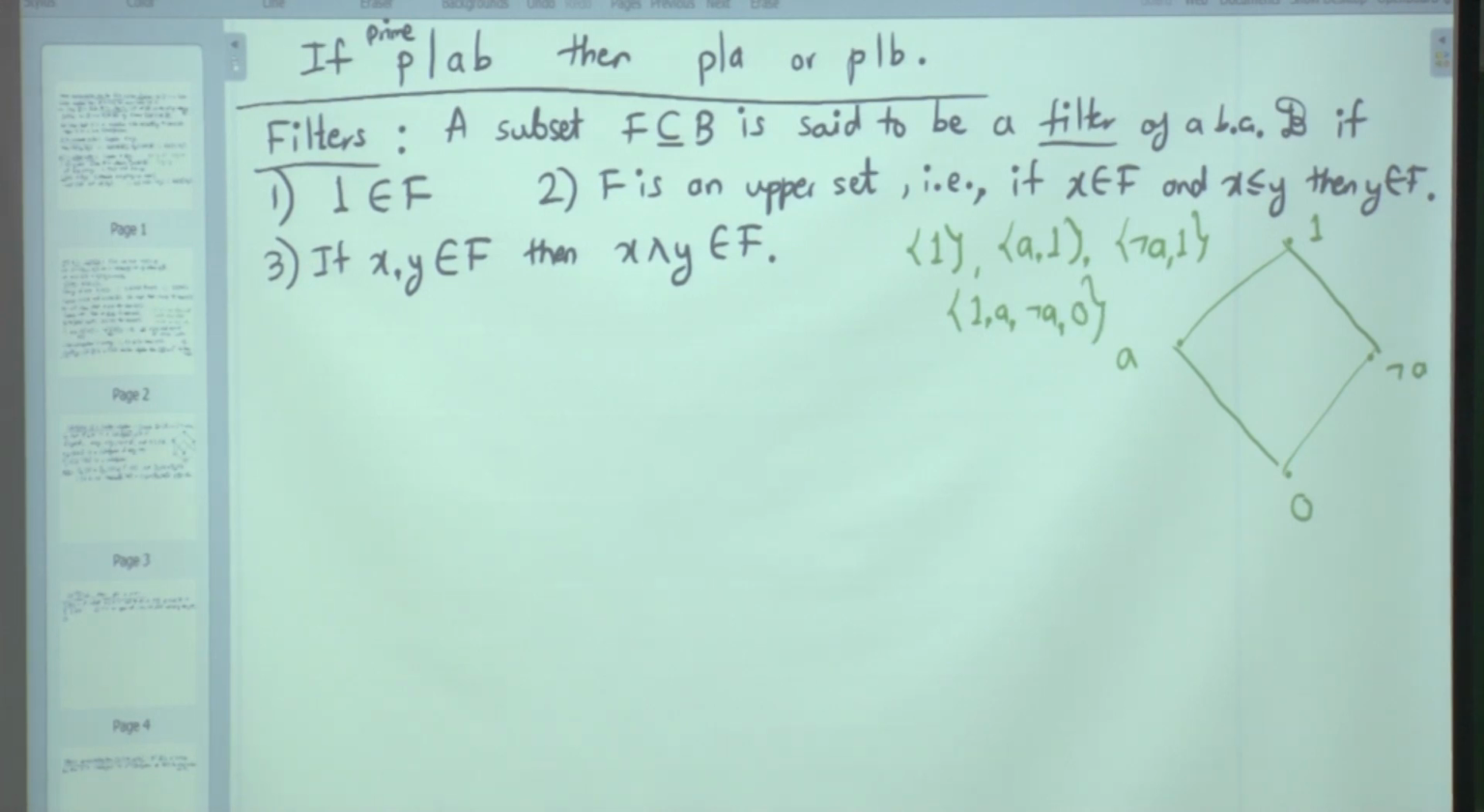Well, generally we are not interested in filters which contain 0. How many can there be? Only one, the entire Boolean algebra. So therefore we'll say that a filter F is a proper filter if 0 doesn't belong to F. And almost always we will talk about proper filters.